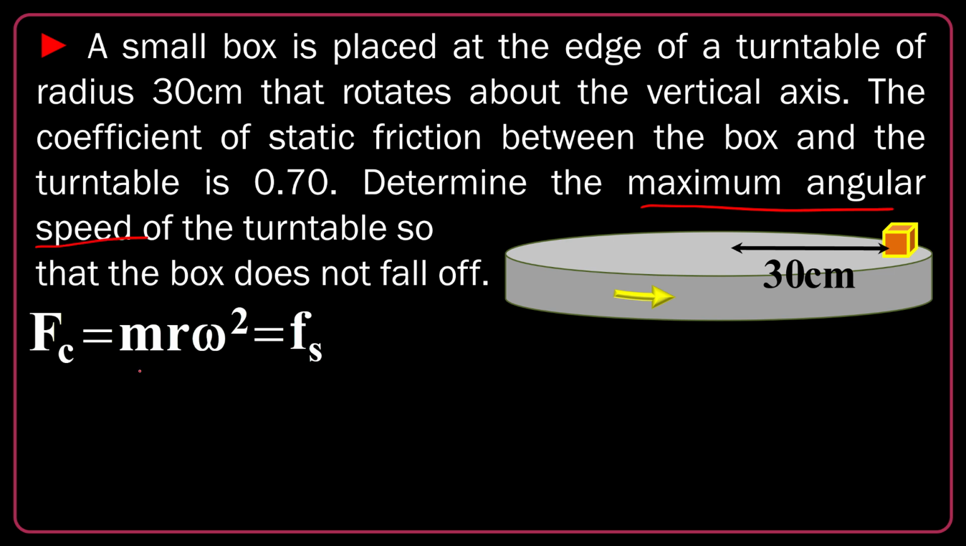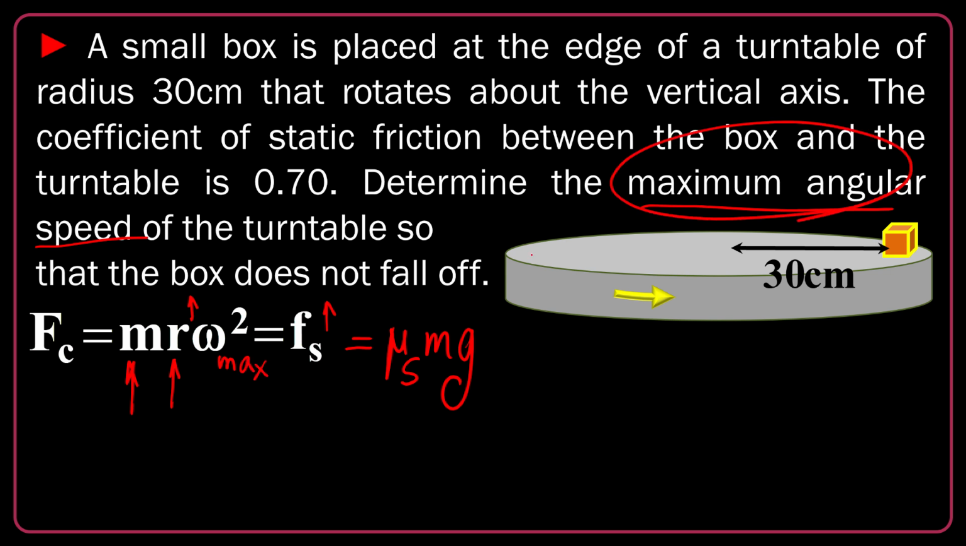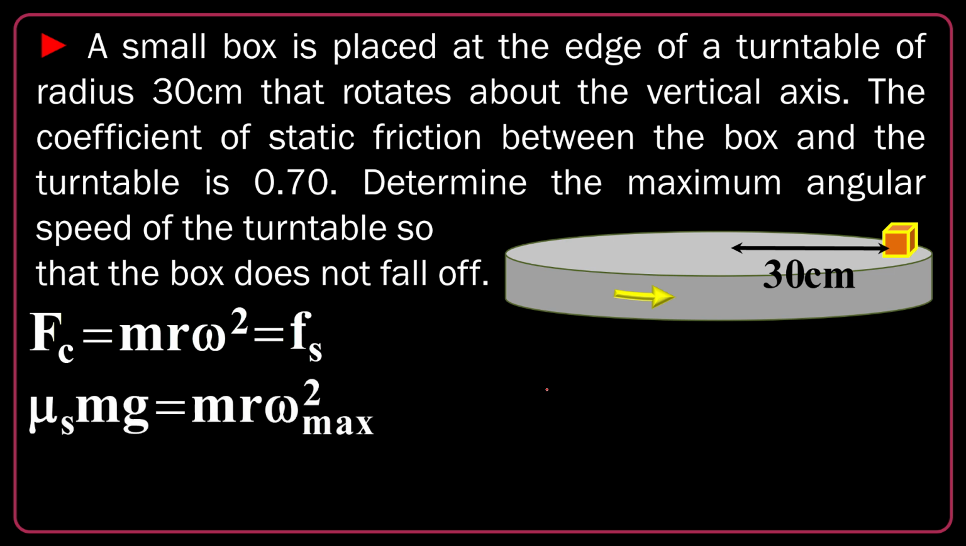Here you have a constant radius, you have a constant mass for the object, but you can increase the omega. So Fs is going to be increased to the maximum. Maximum Fs is going to be mu s mg, as I explained in the previous problem. So here you are at maximum omega. And if you are going to find the maximum angular speed, you have to substitute Fs for mu s mg. Let's do it like that.